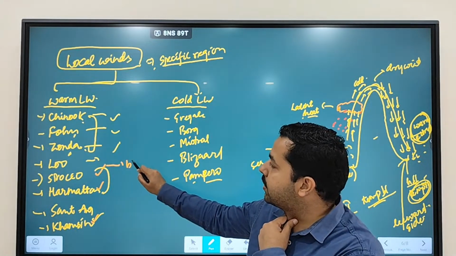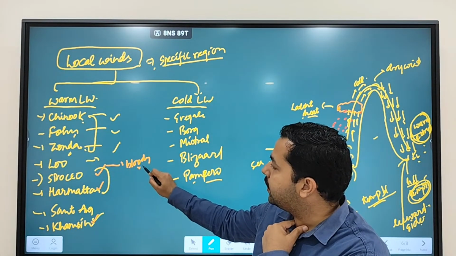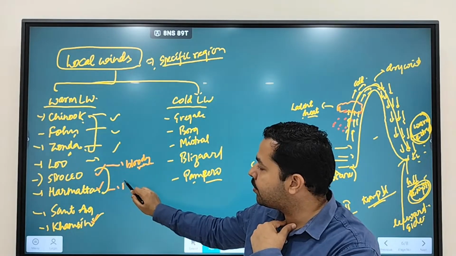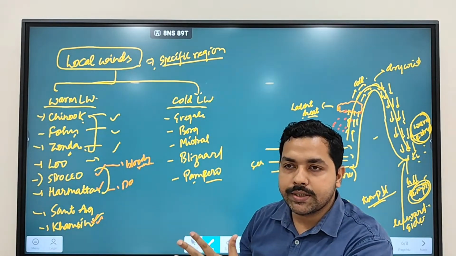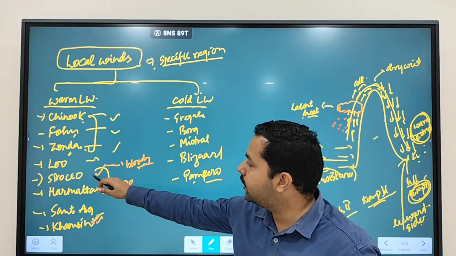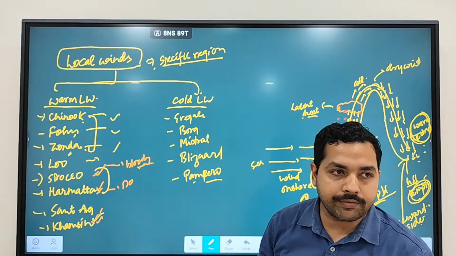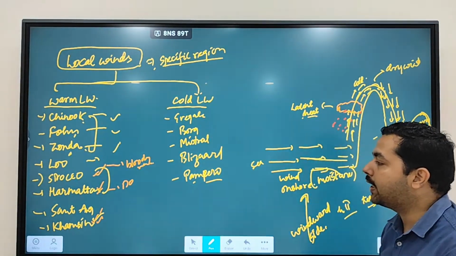Sirocco we discussed, which type of wind? It is called the bloody rain. It causes bloody rain. Harmattan is the doctor's wind. Khamsin blows over Egypt and other regions. All originate where? In the African region. All originate in the African region. Fine. Last is your Santa Ana.